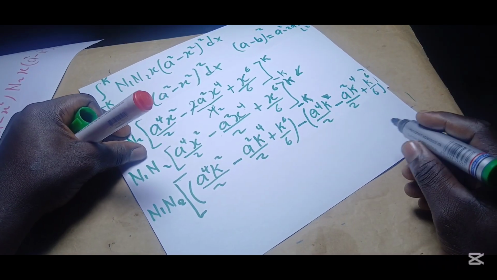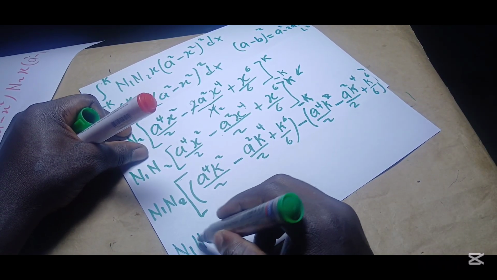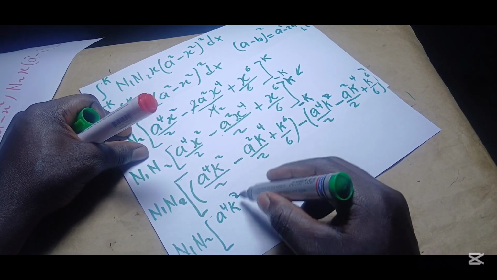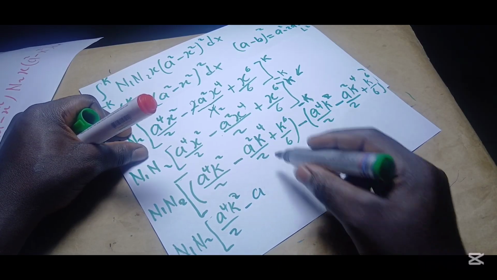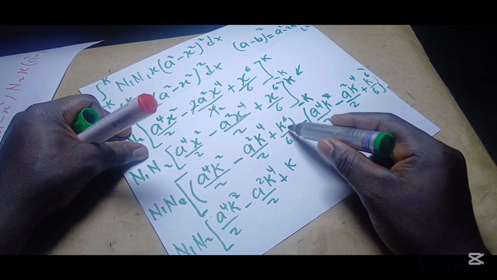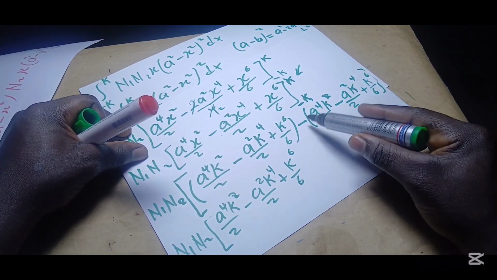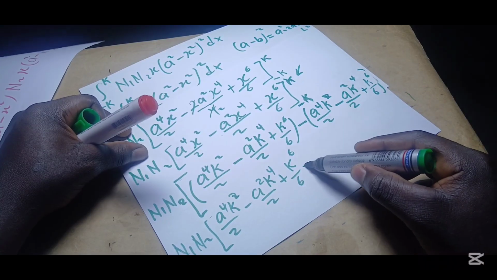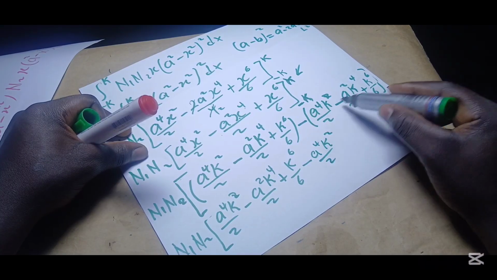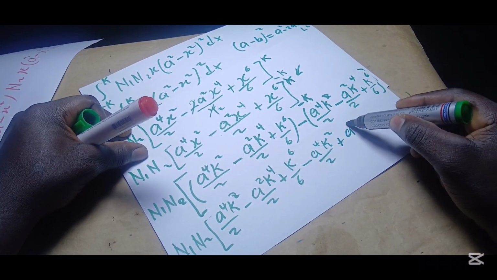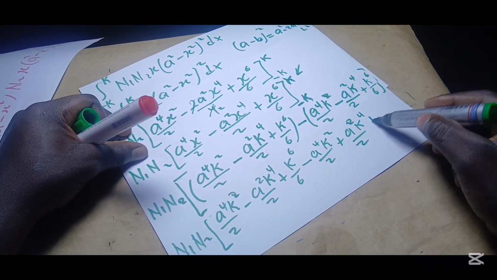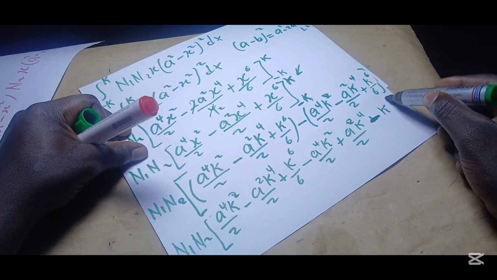So now let's simplify everything. We're going to get n1, n2. We have a to the power 4, k to the power 2, all on 2, minus a to the power 2, k to the power 4, all on 2, plus k to the power 6 over 6. So let's try expanding the bracket. Minus multiplied by a to the power 4 gives us minus a to the power 4, k to the power 2, all over 2. Then minus minus gives us positive a to the power 2, k to the power 4, all on 2. Then minus plus gives us minus k to the power 6, all on 6.